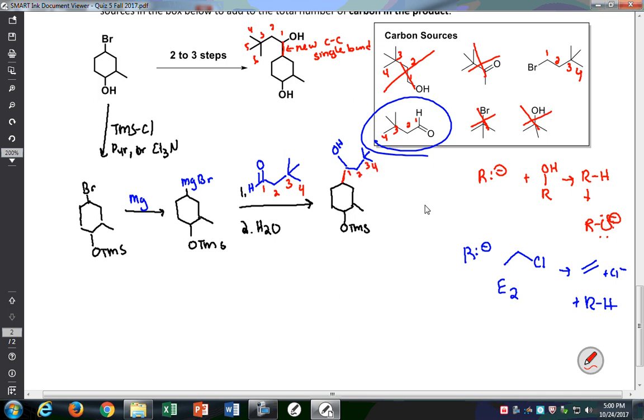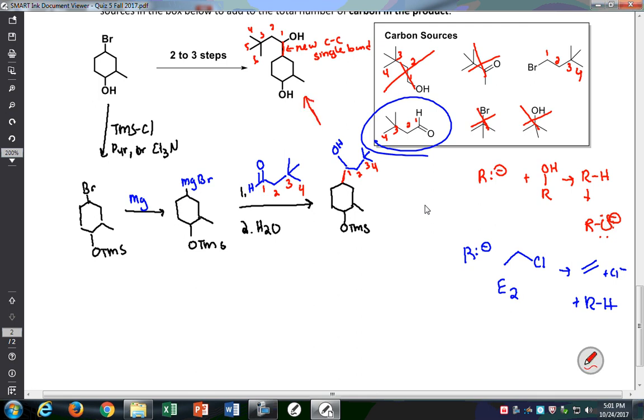Our last step, well, if I'm really careful, my TMS group can still be protected. I could technically do things like oxidize this and not touch that. So I could still do stuff like that. But my final product has the alcohol. So all I need to do is deprotect to get to my final product. Everything else is in my final product.